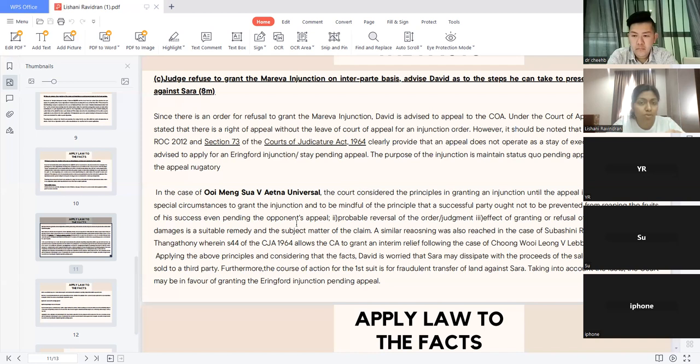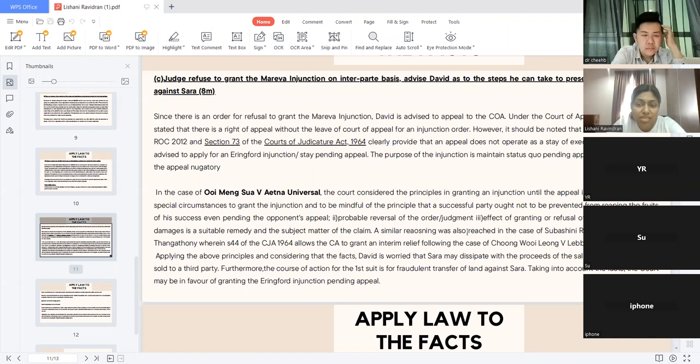Whether there's any probable reversal of the order or judgment. What is the effect of granting or refusal, whether damages is a suitable remedy, and the subject matter of the appeal. So all these are the important requirements which the court will consider. This point directly I've taken from the judgment itself. That is why if you look at it, it is not the same as the book, but it's directly from the judgment. It's the same, the book is the same, the judgment is the same, no issue. Because when I was preparing, I took it directly.